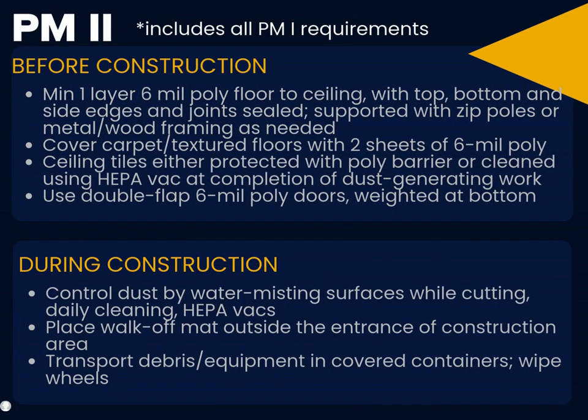For a preventative measures 2 project, imagine something like sanding a small section of wall in an outpatient clinic. Before construction, safe routes are set up for workers, waste, and supplies. Any penetrations, windows, doors, or other potential air leaks are sealed, and drop sheets are put in place to contain debris. At minimum, a single layer of 6mm poly is installed from floor to ceiling with all edges and joints sealed, supported with zip poles or framing as needed.